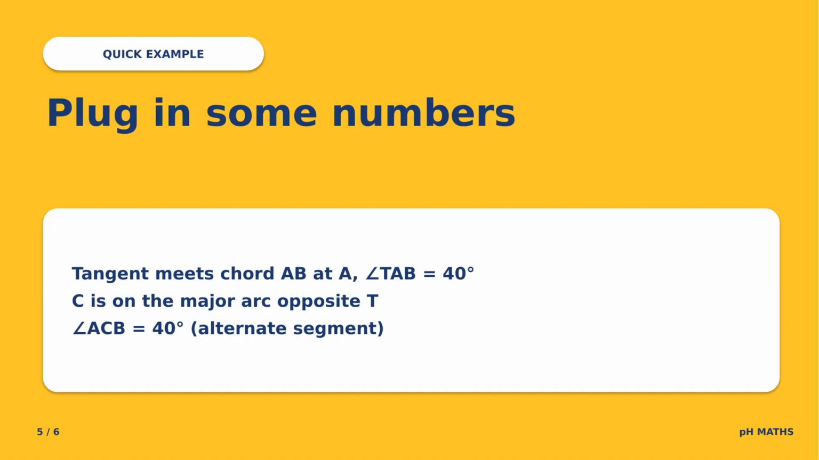Quick example. Tangent T meets chord AB at point A. Angle TAB equals 40 degrees. C is on the major arc, the side of AB opposite the tangent. Then angle ACB equals 40 degrees too, by the alternate segment theorem. 3-line proof, 2 marks.